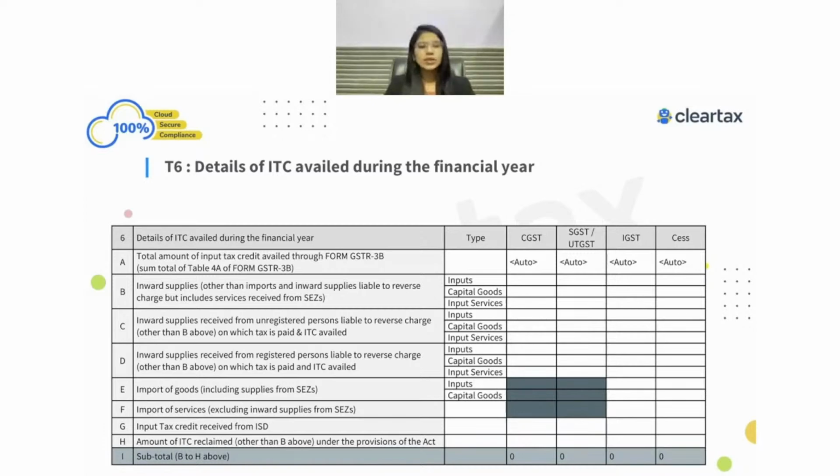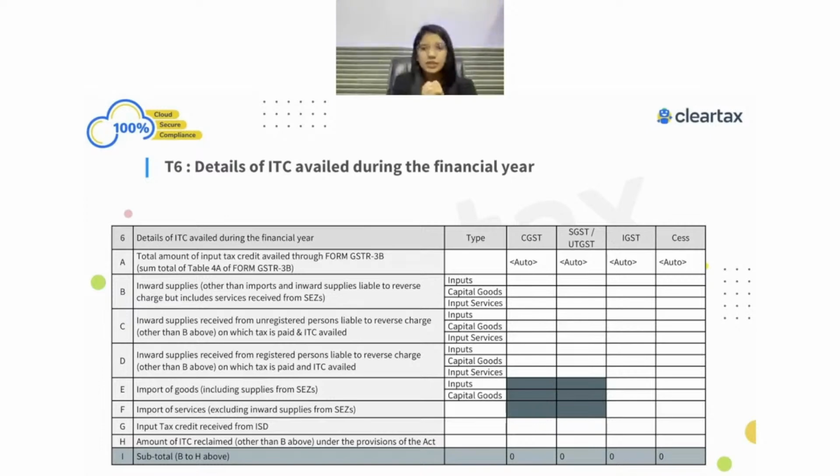Then they say, okay, you also have 6C, which is nothing but import of goods. Import of goods, obviously, will include supply from SEZ also, because there also we file a bill of entry. Then 6F shows import of services. It does not include supplies from SEZ. I will talk about what exactly that means over here. Then there is also 6G, which talks about the input tax credit which has been received from an ISD, right? Then there is 6H, which talks about the amount of ITC reclaimed other than B above.